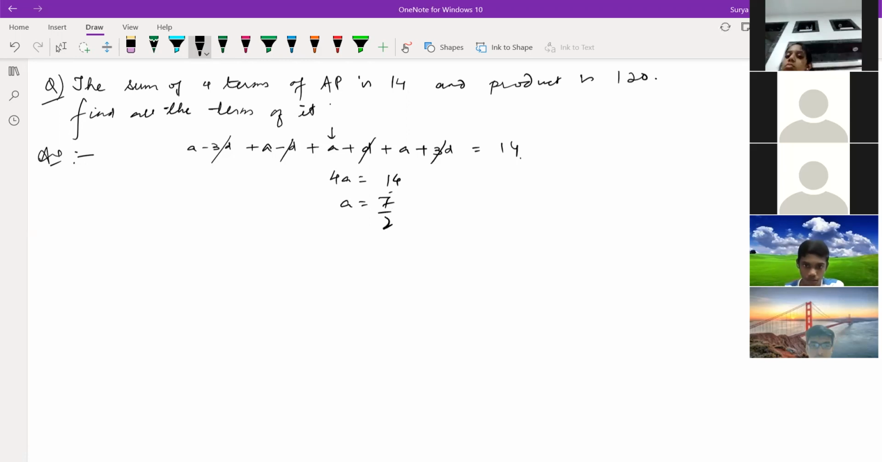Fine, A is equal to 7/2, no? Okay, this may be correct. There are 4 terms, no? So this may differ because here none of the terms is 7/2. You can find the difference here, then you'll get to know.